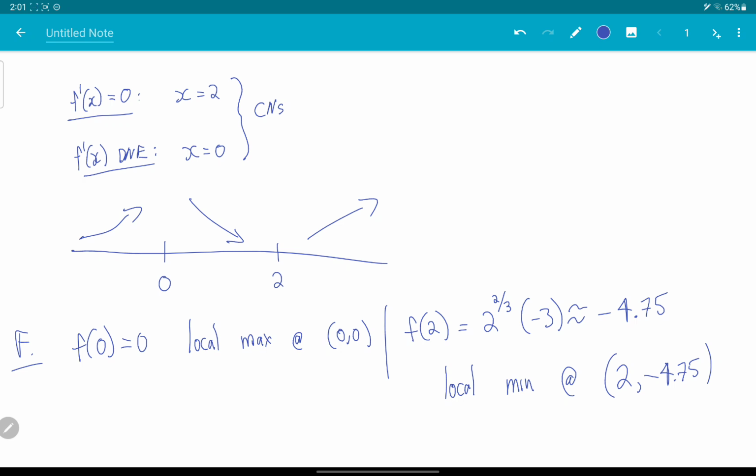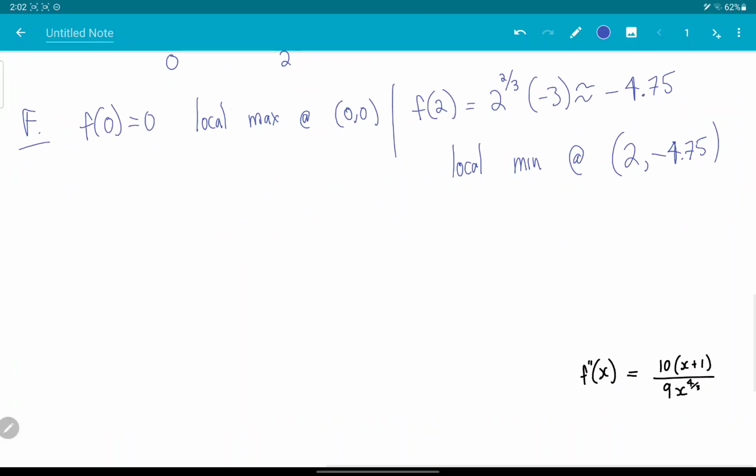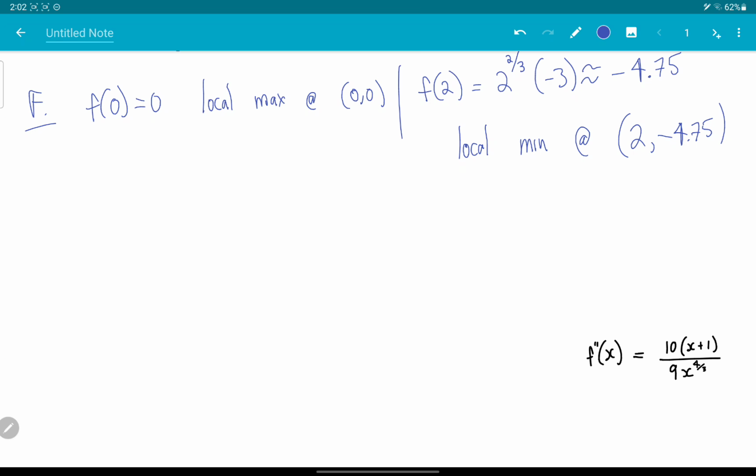Okay, so G, concavity and inflection points. Okay, I stashed my second derivative down here quite cleverly. So f double prime equal to 0. How is that going to happen? Well, the numerator must be 0. So x has got to be -1. We should be concerned about where f double prime doesn't exist.